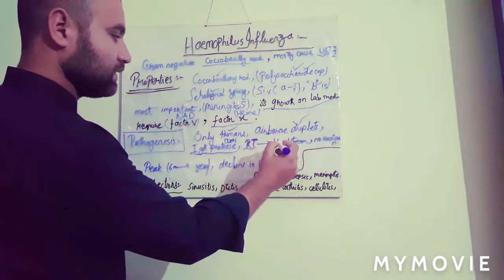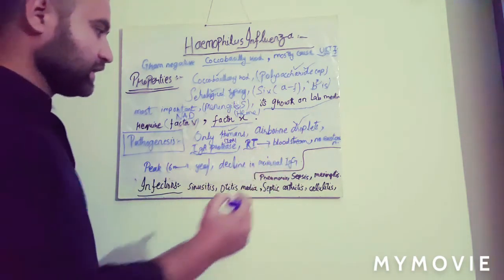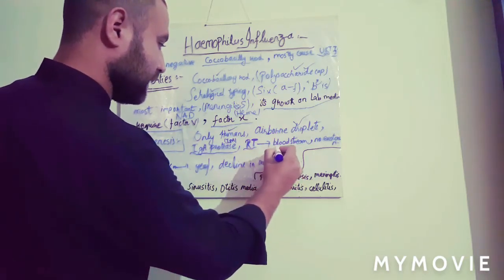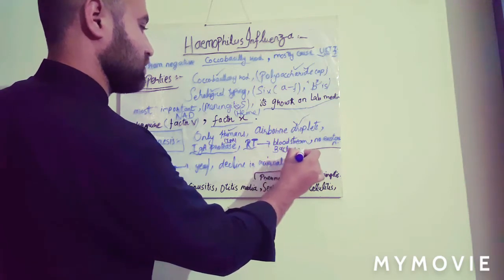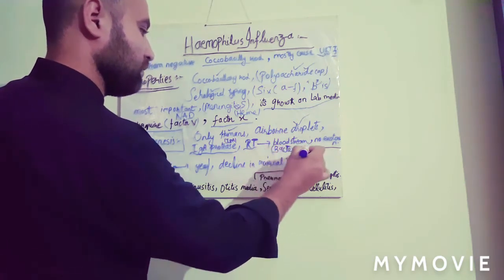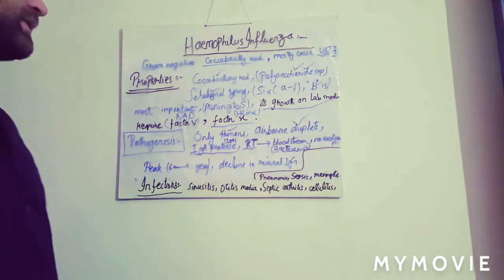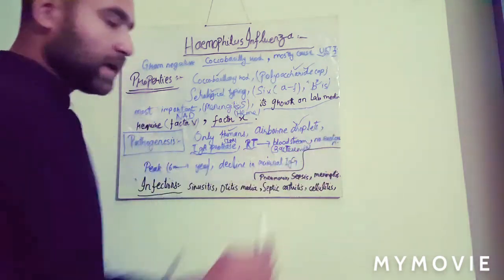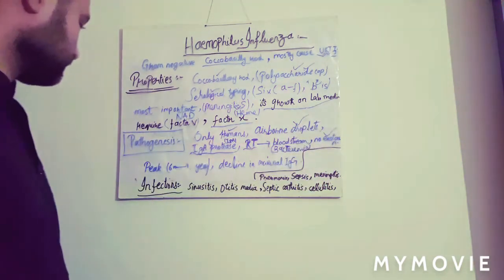It can enter the bloodstream. Entrance of the bacteria in the bloodstream is known as bacteremia. Bacteremia is the presence of bacteria in the bloodstream. This bacterium does not produce any exotoxin.